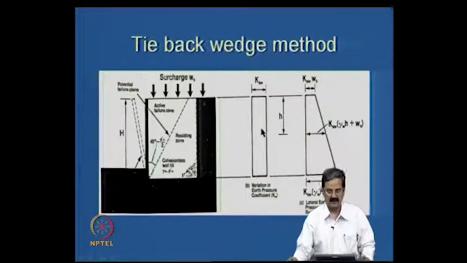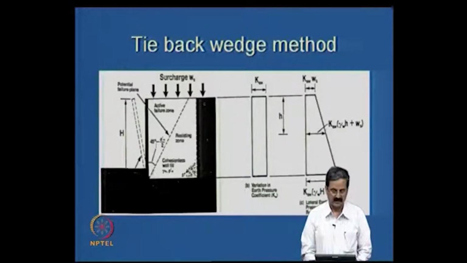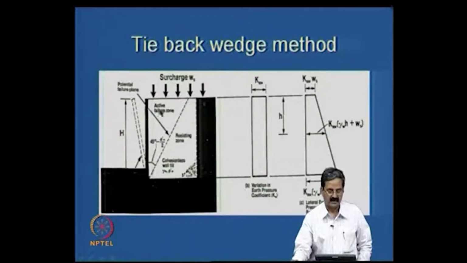In fact, to design the reinforced earth walls, we have two methods. One is called the tie back wedge method. I will just explain what it is. Tie means a tension member, and then this is a wedge that is forming, right? So you put a reinforcement like a tie member and then keep the wedge back in position. So that is why we call it the tie back wedge method.